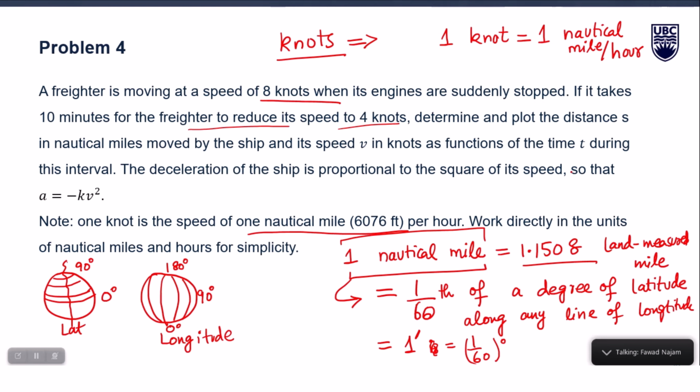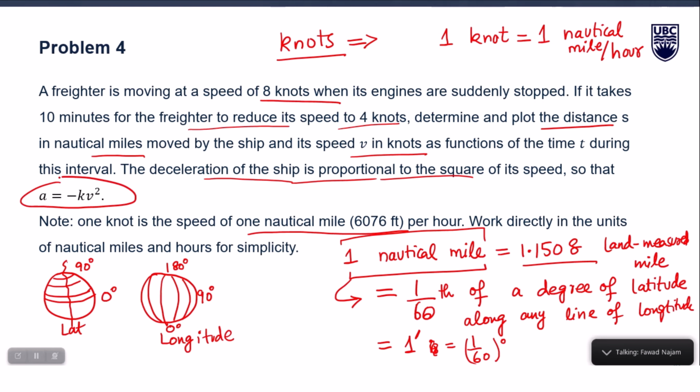Determine and plot the S in nautical miles moved by the ship and its speed in knots as a function of time t during this interval. So again, S versus t needs to be determined, V versus t needs to be determined, and because of that sudden stopping of engines, the deceleration of the ship is proportional to the square of its speed. So A is minus k v square.